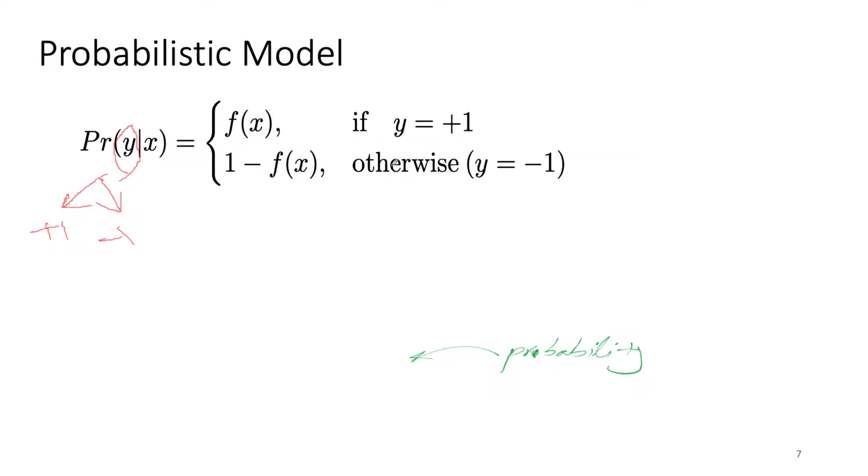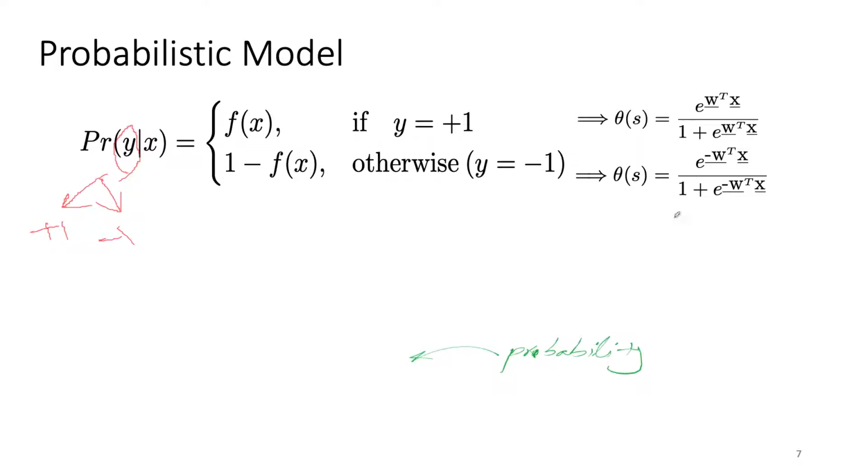Now, if you add this to your theta function, theta of s, you're going to have this in the case of +1, right? So your theta of s would be e to the power of w transpose x, divided by 1 plus e to the power of w transpose x. On the other hand, for the case of -1, if you expand that, theta of s would be e to the power of minus w transpose x, with the same happening in the denominator, okay?